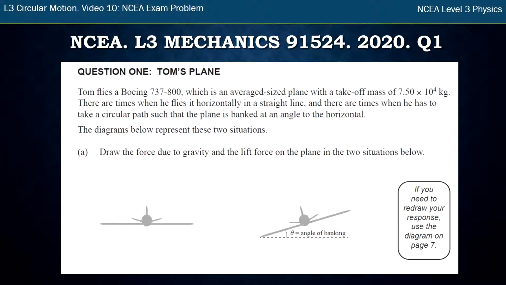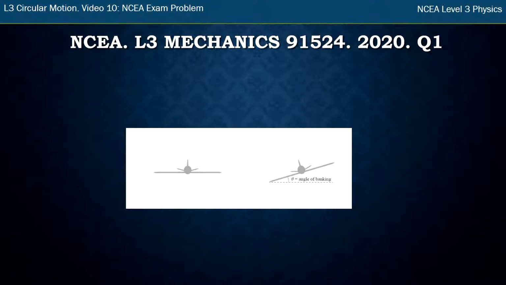Okay, so in the first one, where it's just going horizontally, probably at a constant speed, I'm going to draw the forces. It should be pretty obvious that those forces have to be balanced. We've got gravity going downwards and lift force going upwards. To show that they're equal to each other, I put the equal signs on them as well. That should be a pretty easy one.